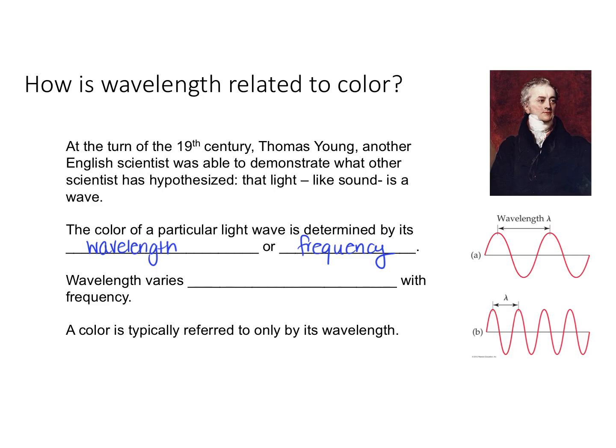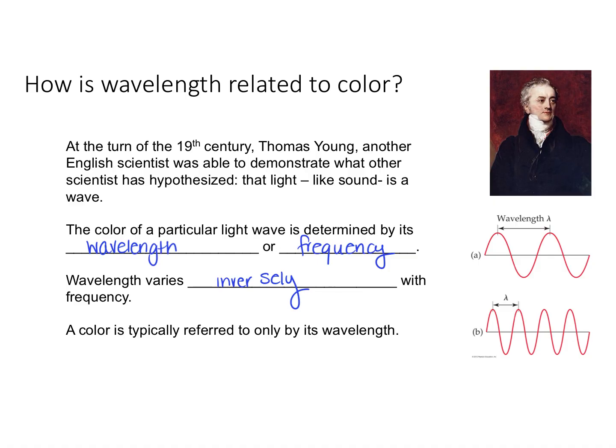Now, wavelength varies inversely with frequency. And a color, though, is typically referred to only by its wavelength. Okay, so as a review, a wavelength is this area from a point on the wave to an identical point on a second wave. There is the wavelength.